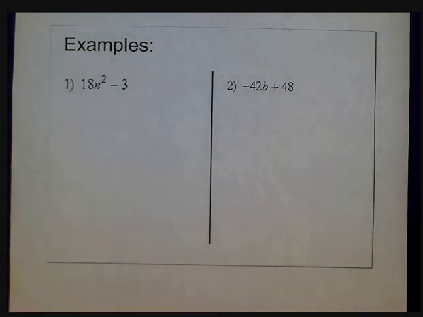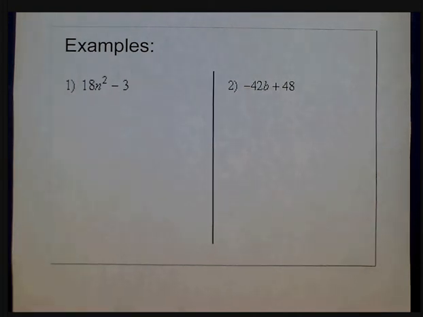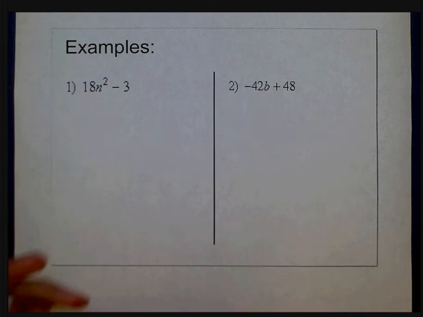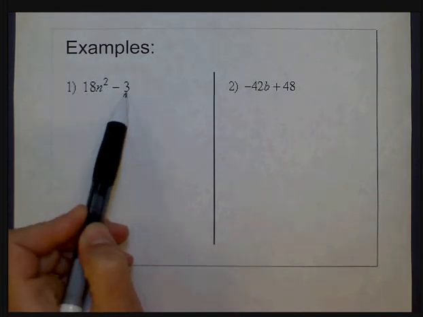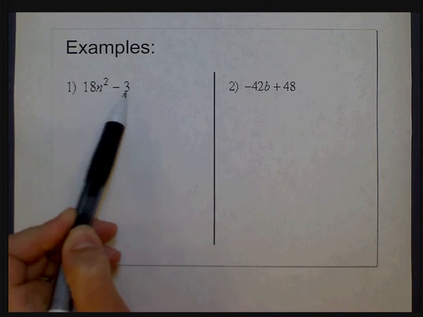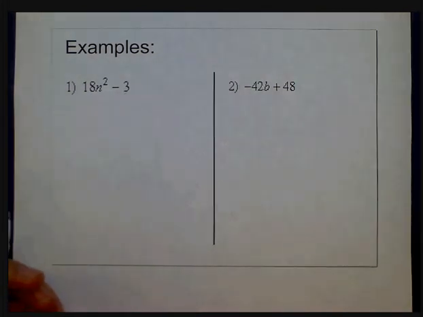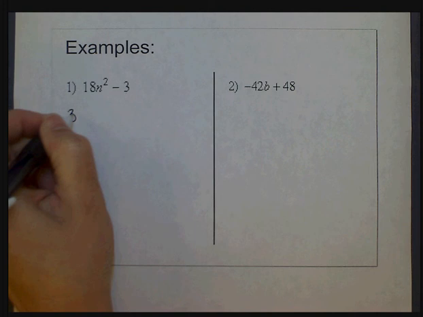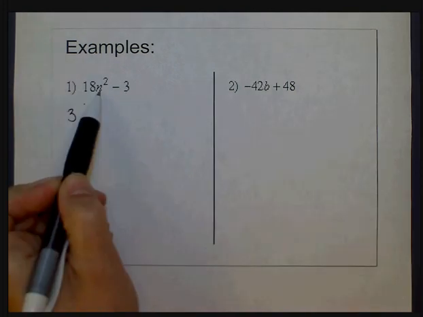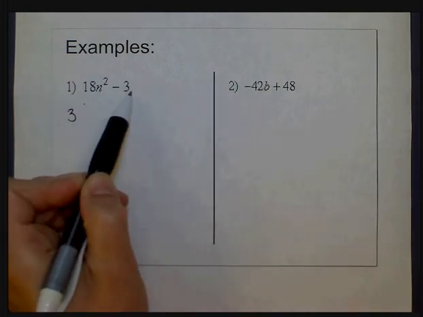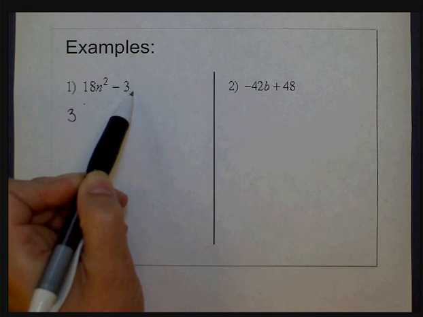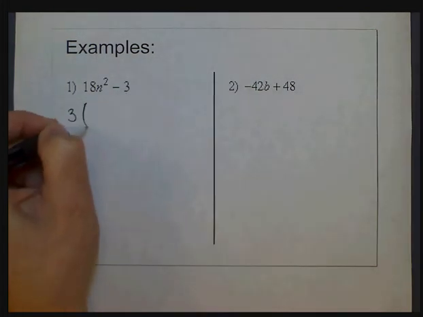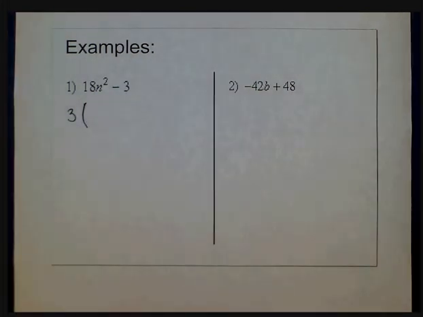Alright, my first example is 18n squared minus 3. So first I look at the numbers, 18 and 3, and I see that 3 will divide 18. So your greatest common factor between 18 and 3 is 3. Now I look at my variable, n squared, and I don't have any n's here, so there is no common variable. I'm ready to find out what's left inside my parentheses.